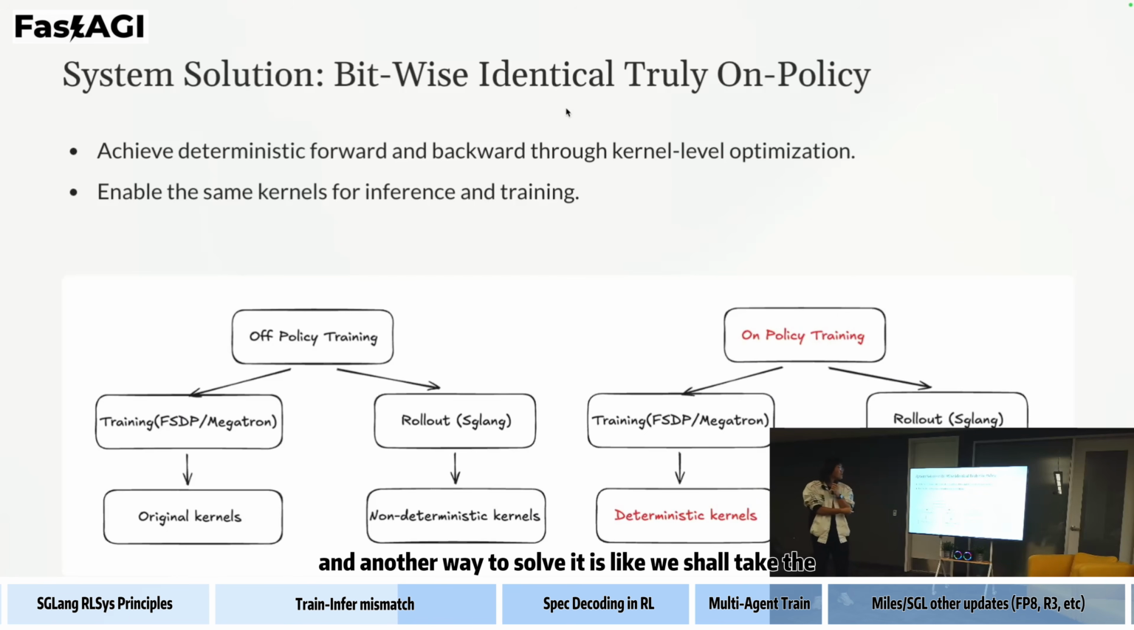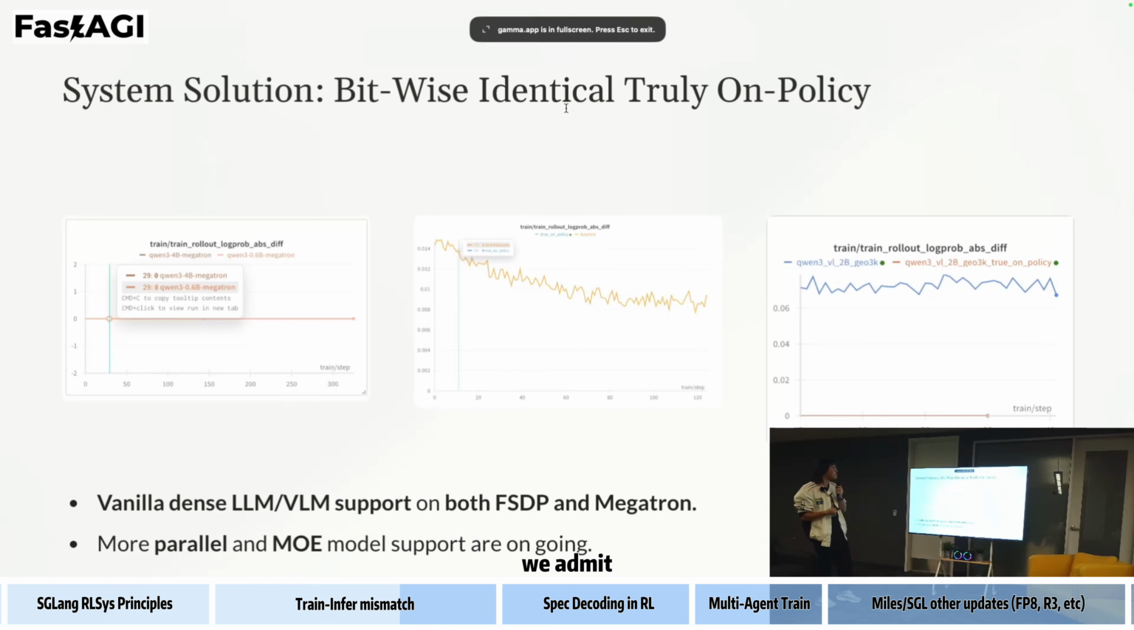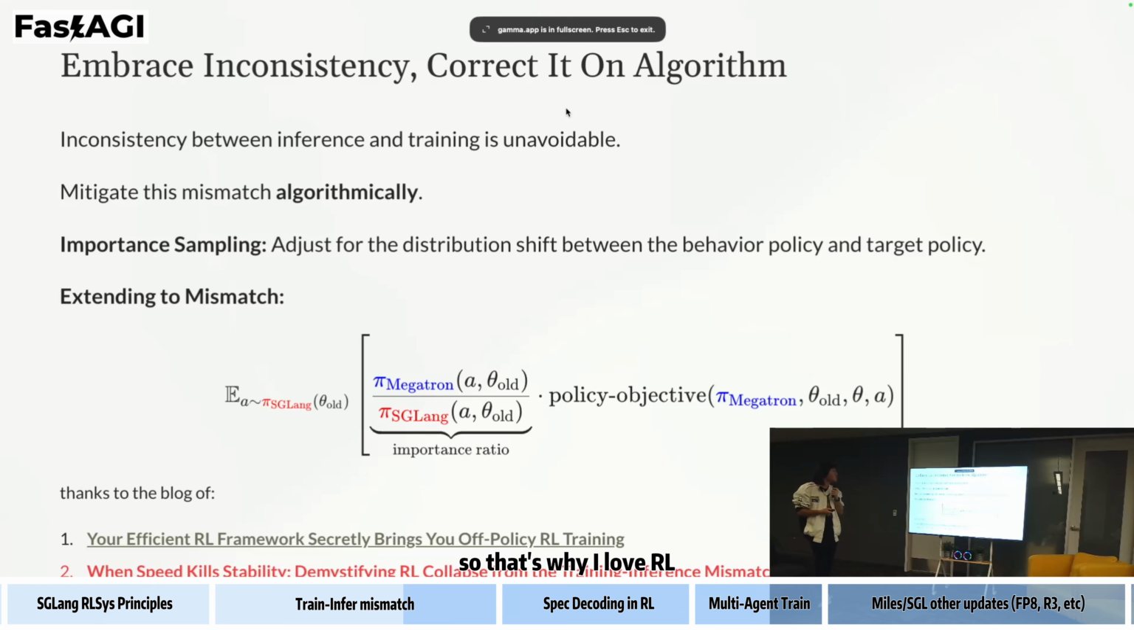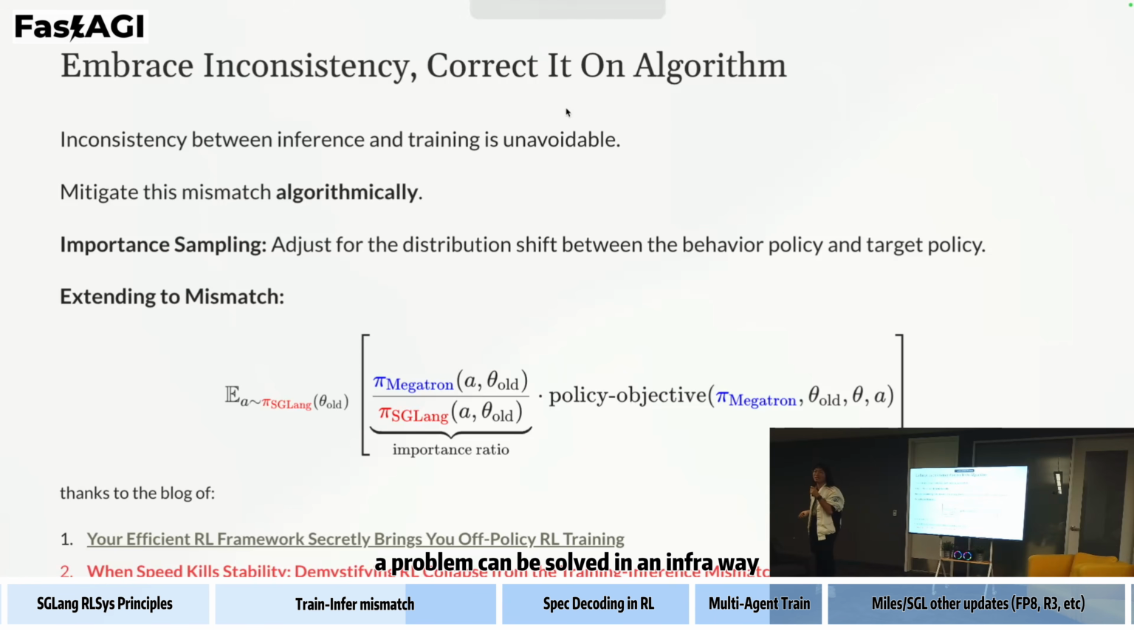And another way to solve it is that we admit the existence of training-inference mismatch, and we try to use an algorithm to solve it. That's why I love RL. A problem can be solved in an infra way or in an algorithm way. This work we call truncated importance sampling, the MIS or TIS you have heard of. We utilize a traditional algorithm called importance sampling to solve this kind of off-policy problem.